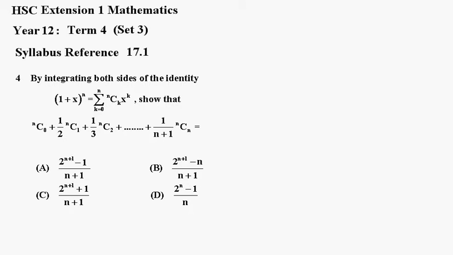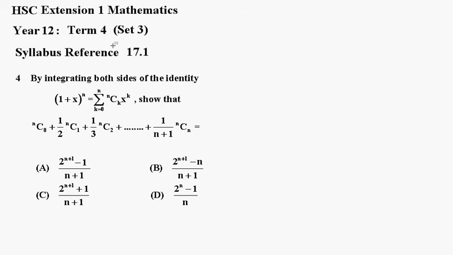Number 4. By integrating both sides of the identity, (1 + x)^n equals the sum from k equals 0 to n of nCk x^k, show that nC0 plus a half nC1 plus a third nC2 all the way up to plus 1 over n plus 1 nCn equals a, b, c, or d. Now let's just get that right hand side organised.